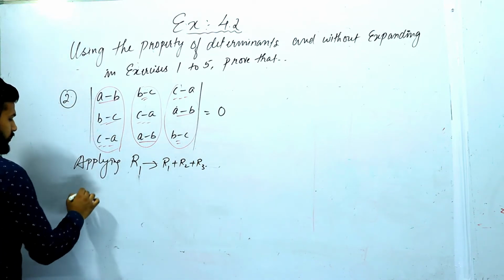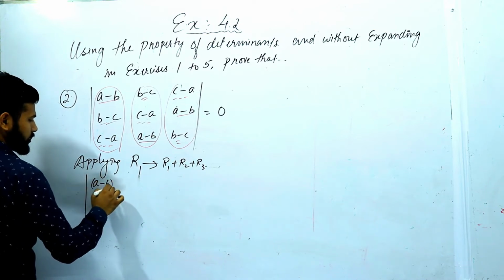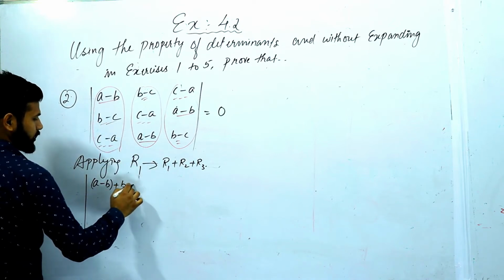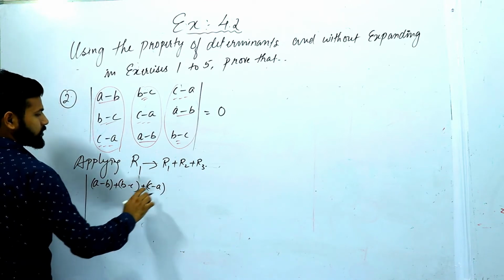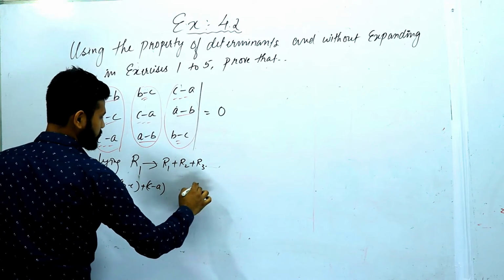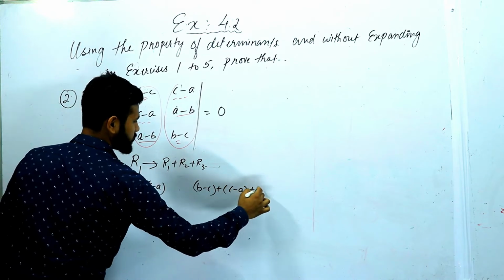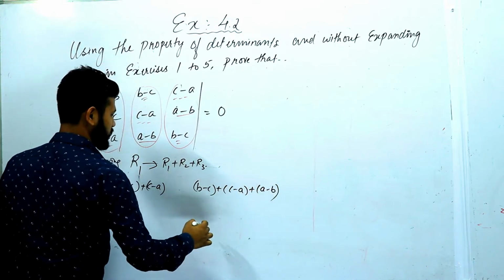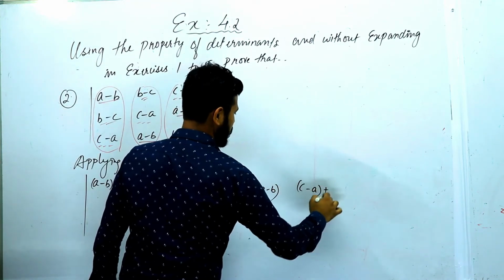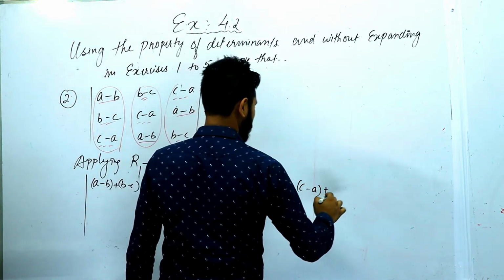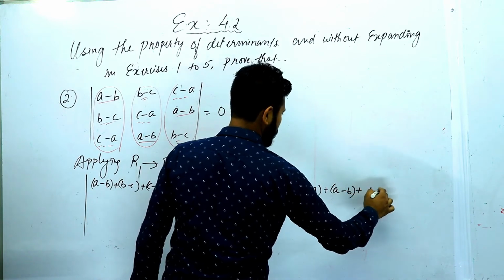Let us do it now. So when you change it, what can you see? R1 is A minus B, plus R2 is B minus C, plus R3 is C minus A. Same goes for this one also: B minus C plus C minus A plus A minus B. Same goes for this column also: C minus A plus C minus A plus A minus B plus B minus C.